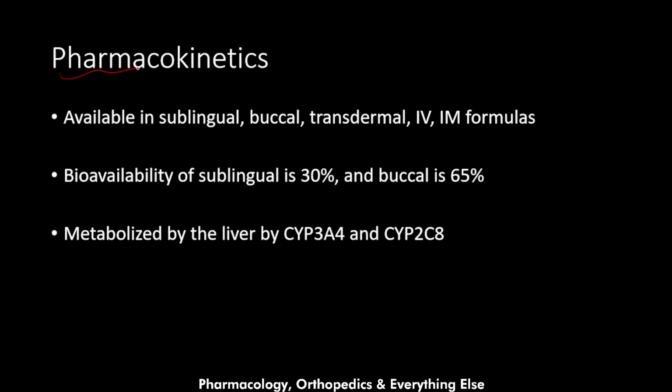Now let's talk about the pharmacokinetics of buprenorphine. It is available in sublingual, buccal, transdermal, intravenous, and intramuscular formulas. You notice that there is no oral formula of buprenorphine because there is extensive first-pass metabolism that occurs if it is used orally. The bioavailability of the sublingual is 30% and of the buccal is 65%. It is metabolized by the liver by the CYP3A4 and CYP2C8 enzymes.